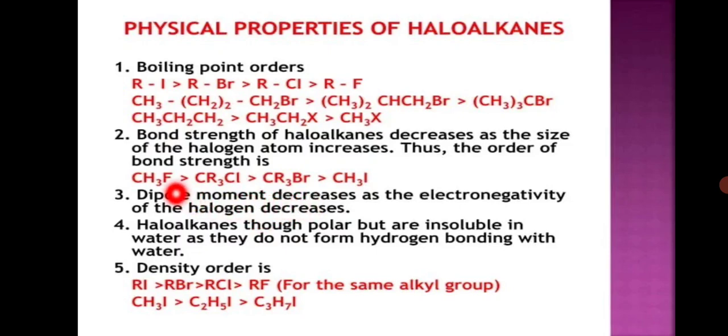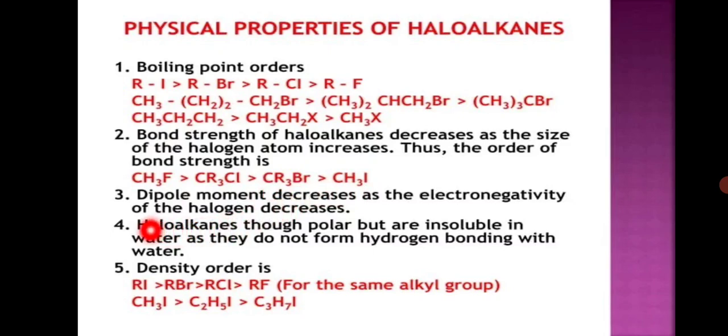As the size of the halogen atom increases, the bond strength decreases. As the size increases, the bond between the carbon and halogen becomes weak and it can be separated very easily. Therefore, the bond strength decreases. So remember, if the size of the halogen is smaller, the bond strength is more. The carbon-fluorine bond is more stronger than the carbon-iodine bond. It follows this order.